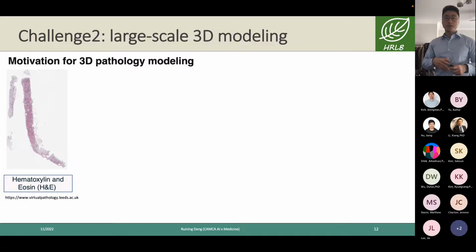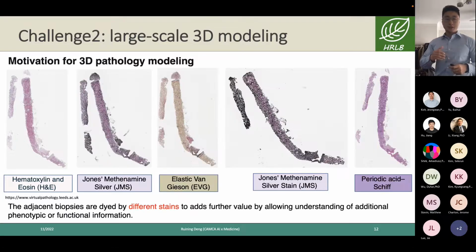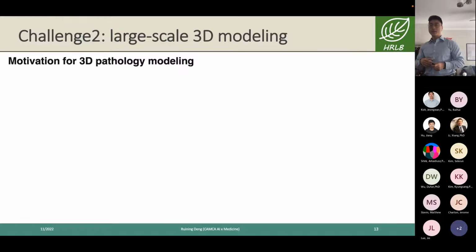The reason we try to do the large scale 3D modeling is that usually the adjacent biopsies are dyed with different stainings. With different stainings, we can understand the different functional units or different phenotype features together for each sample. Thereby, we need 3D modeling to align all of the tissues together.